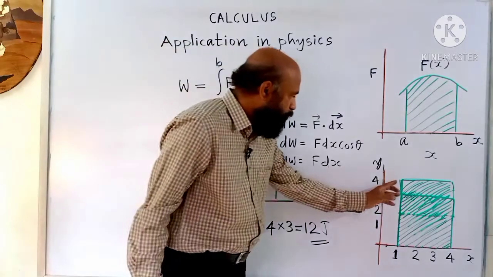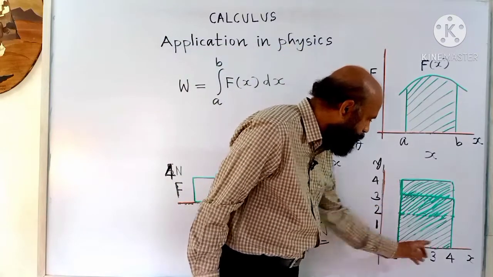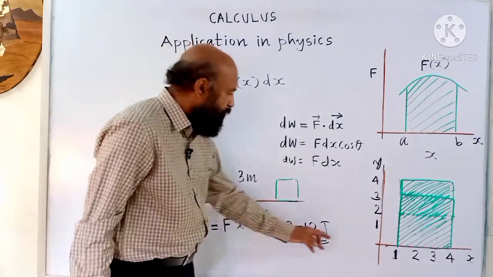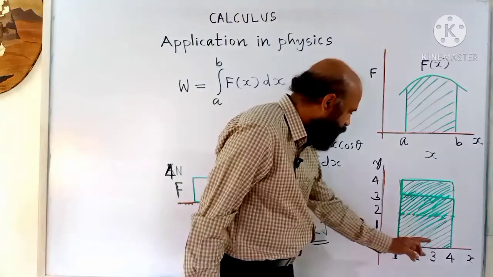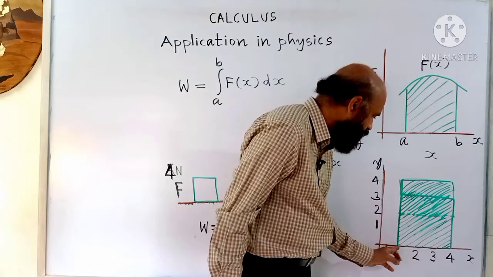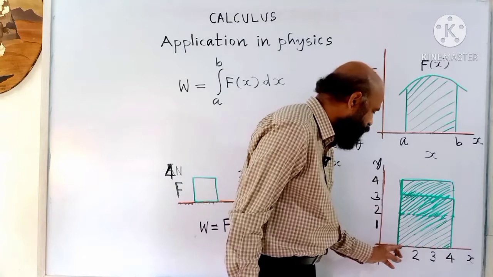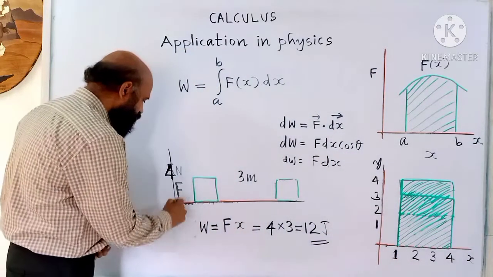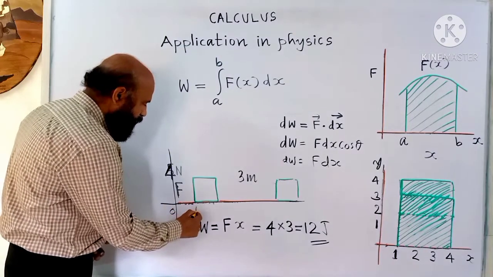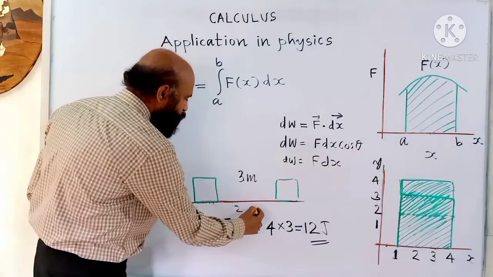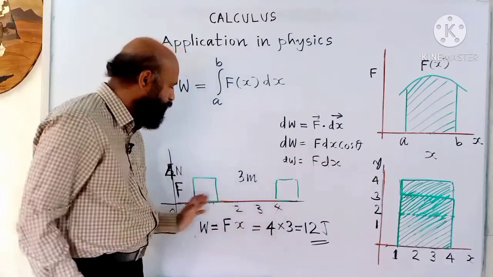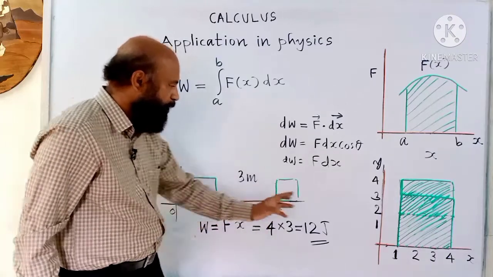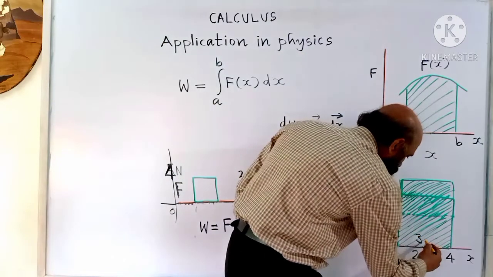Now that can be represented on a graph. Displacement is marked along the x-axis. Here x is 1 to 4, then 4 minus 1 is 3, so displacement is 3. The body is moving from point 1, so this is 0, 1, then 2, 3, 4. It is moving from the position 1 to 4, that is displacement is 3.